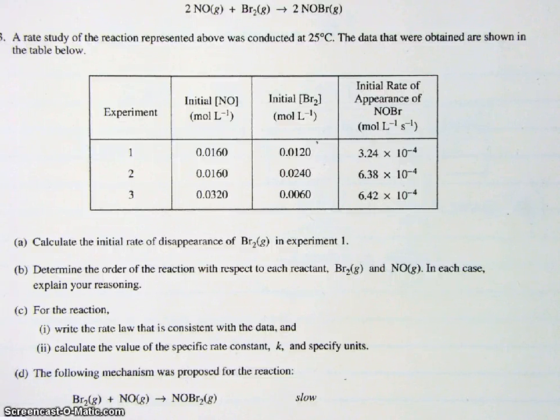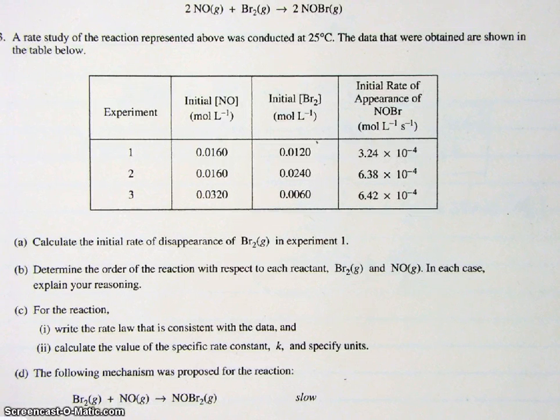We're now on to letter C of the 1999 number 3 kinetics question. For each reactant in this reaction, on the last problem we just figured out that in terms of bromine, this reaction is first order and it is second order with respect to nitrogen monoxide. And so they ask us to write the rate law that is consistent with the data.